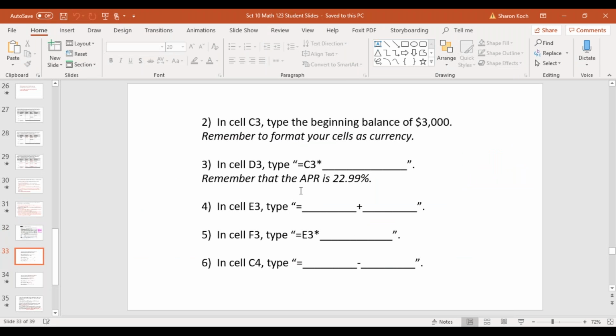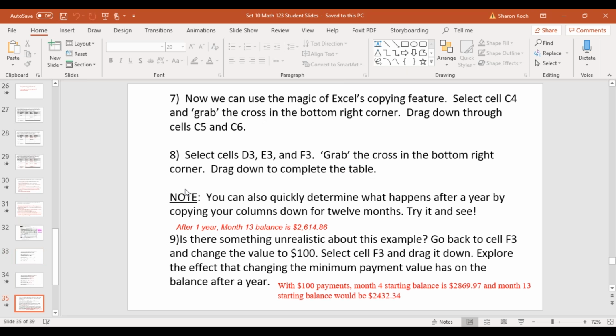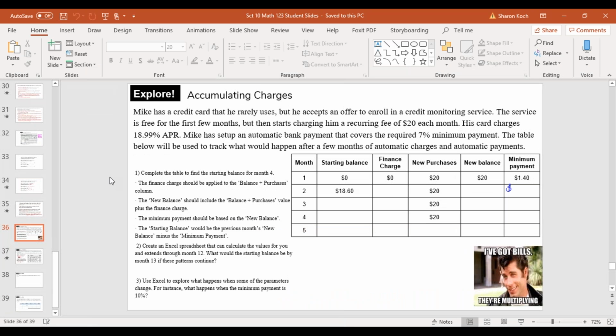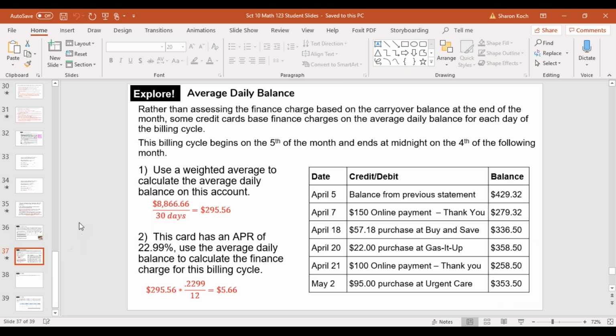Okay, so you can take a look at this. It walks you through this. So this is pretty much what we just got through doing. This is what I clicked on. Okay, remember, even though you're paying all that money, it pays off the finance charge first. Now here's an additional explore activity here. I can just give you that to take a look at.